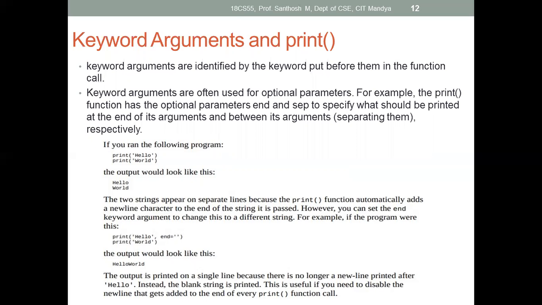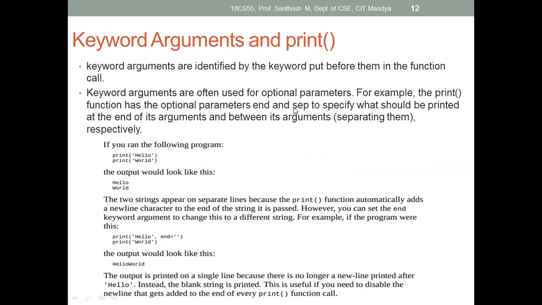So next one is keyword arguments and print. For printing values in Python, they introduced two main keywords: sep and end. Sep represents separate. So these two keywords, sep and end, were introduced in Python for printing multiple data or multiple words if you want to print.